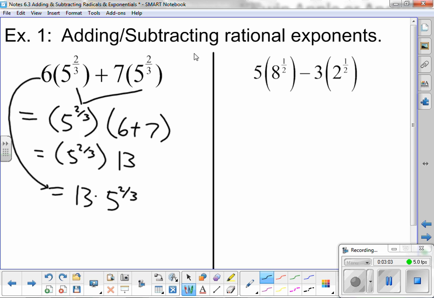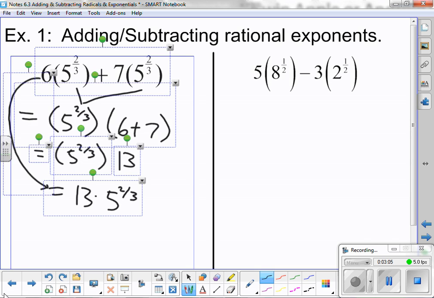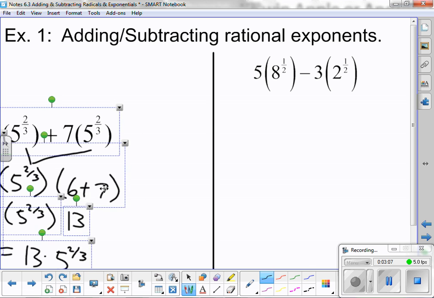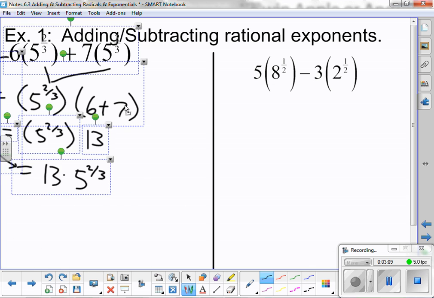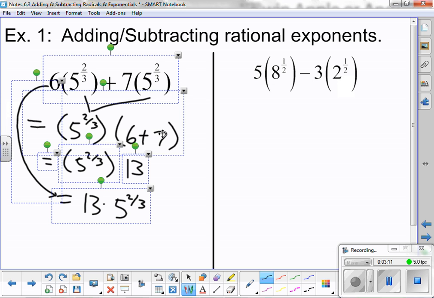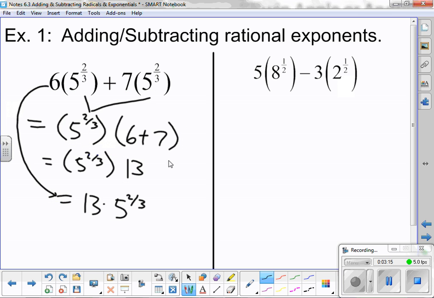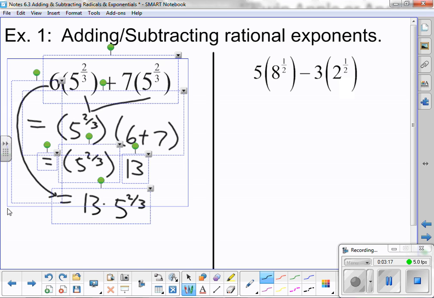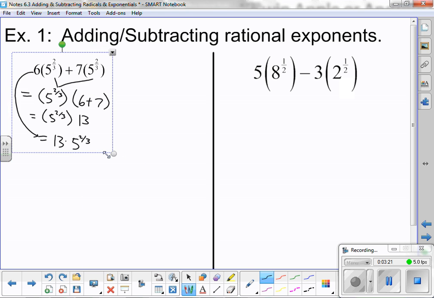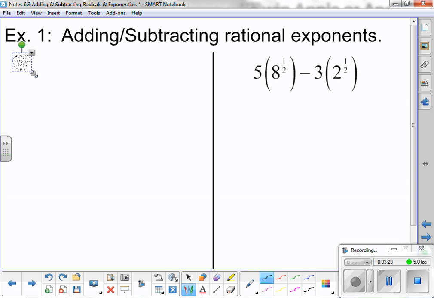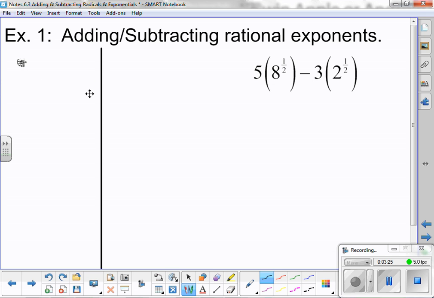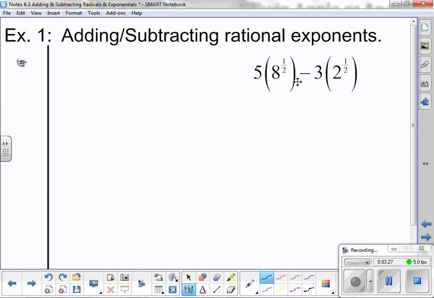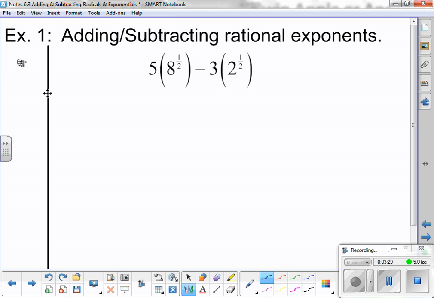So for right now, I'm going to move this stuff out of the way. Actually, let me hold on. So I'm going to make myself some room. So group that and shrink it down. All right. We'll bring that up later, I guess. So I'm going to show you two ways of doing this one.